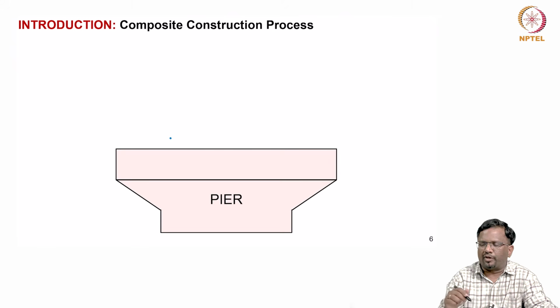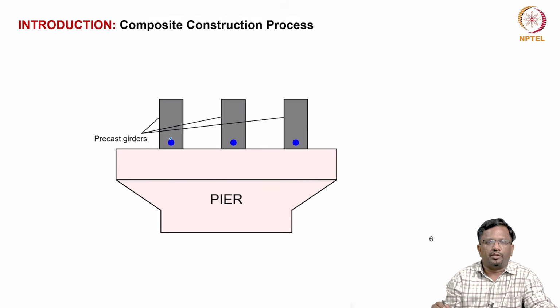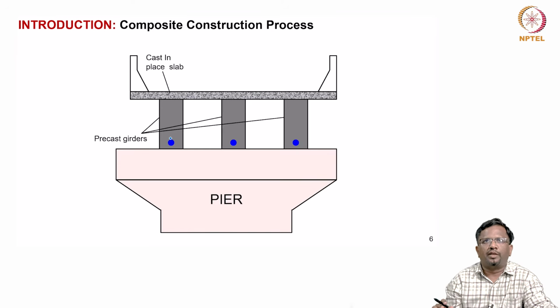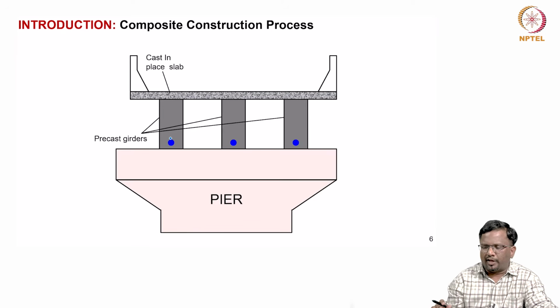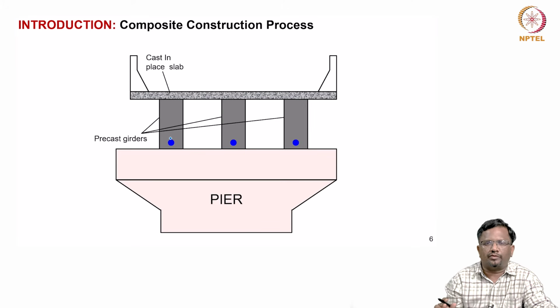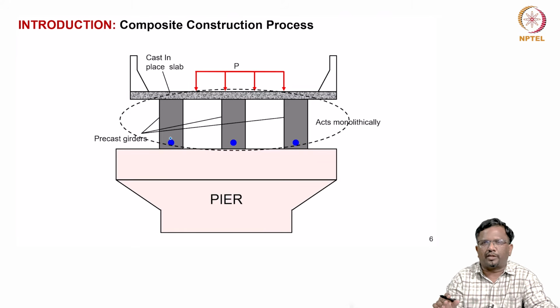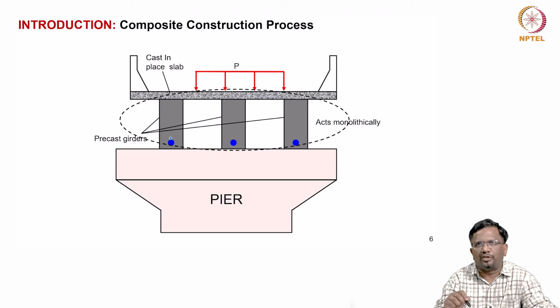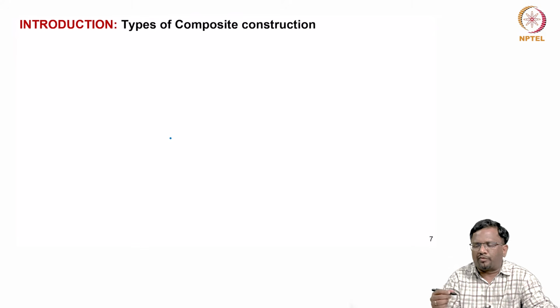Now, from bridge point of view, again you can see here typically the pier foundation is done using cast in place, and then we run the precast girders along the length of the span. Then we provide cast in place slab, and then some crash barriers are also we add. This is the typical cross section of a bridge. Now, the girders are made using precast, deck slab is usually done using cast in place. Now, this is the way the loads are going to act. Once everything is joined together, the deck slab hardens, then the entire system acts as a one unit in a monolithic way. Now, what are the types of composite construction?